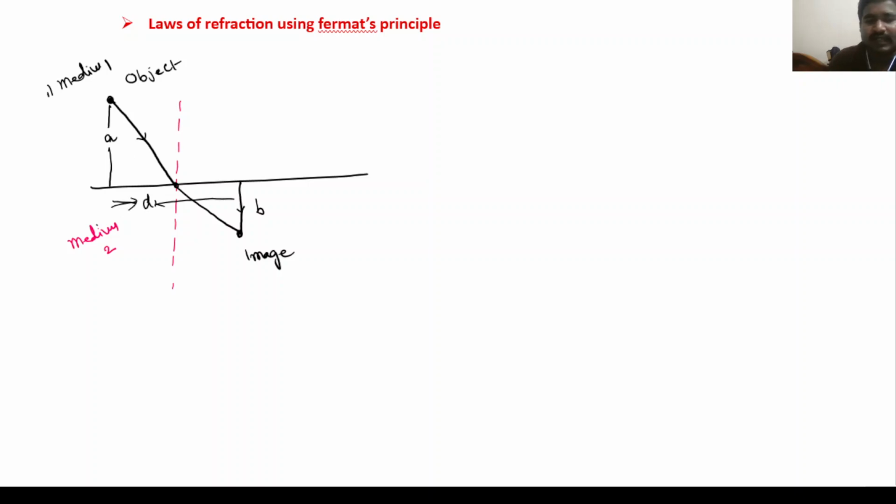Now, see the distance from the object to the point of incidence. If you take it as x, then the distance from the point of incidence to the image is d minus x. Now, the speed of light in medium 1 you can take as V1, and the speed of light in medium 2 as V2. Therefore, the time to reach from object to image is, first, the time to reach from the object to the point of contact, let us call the point P, plus the time taken from the point of contact to the image.